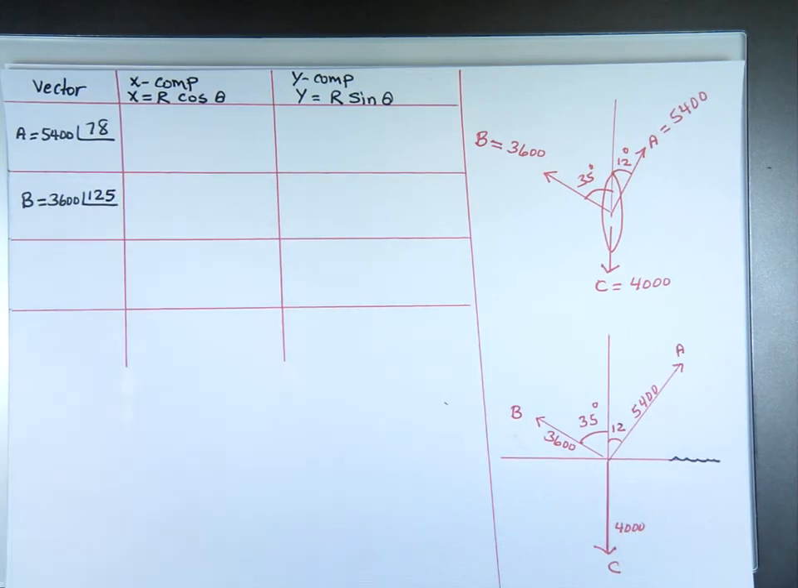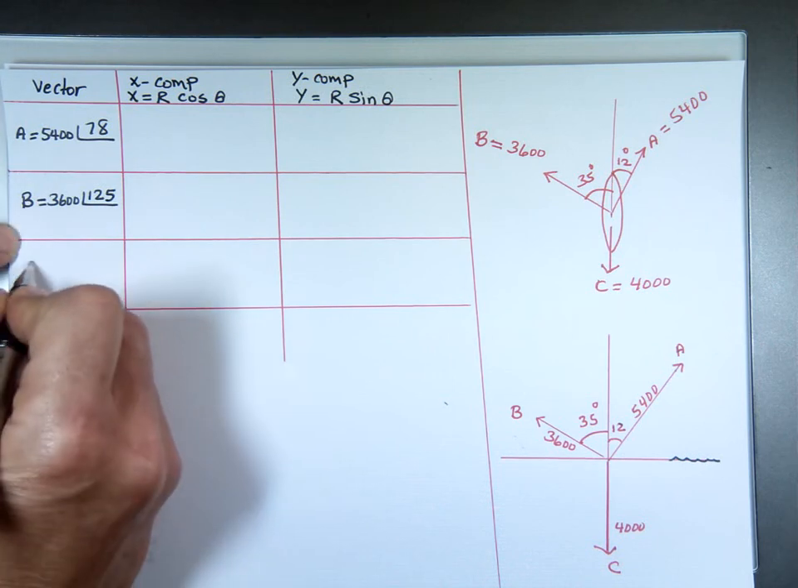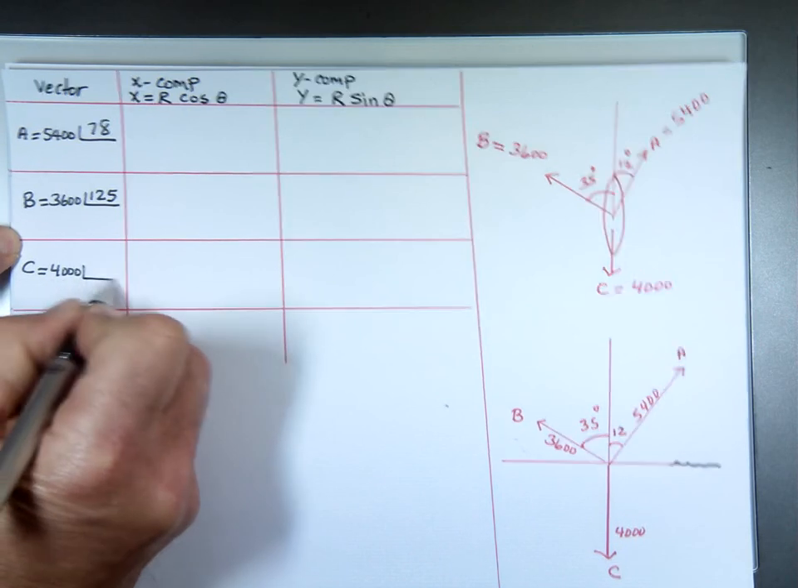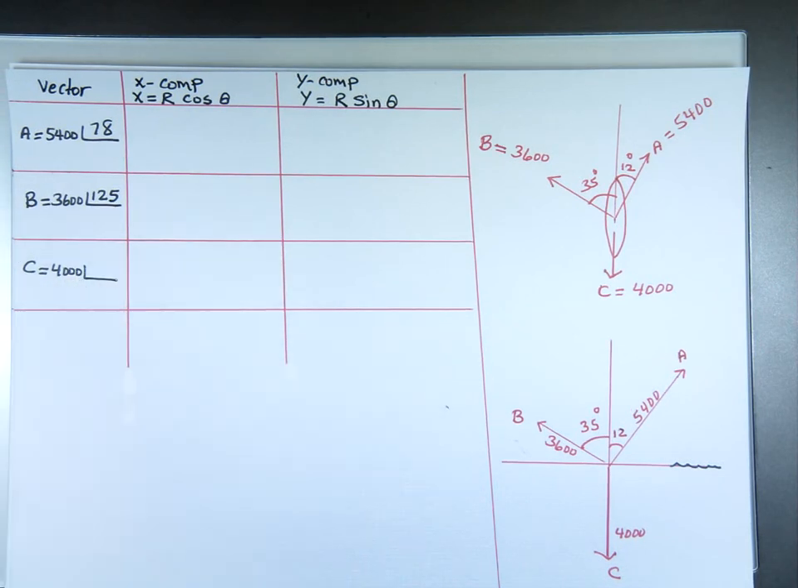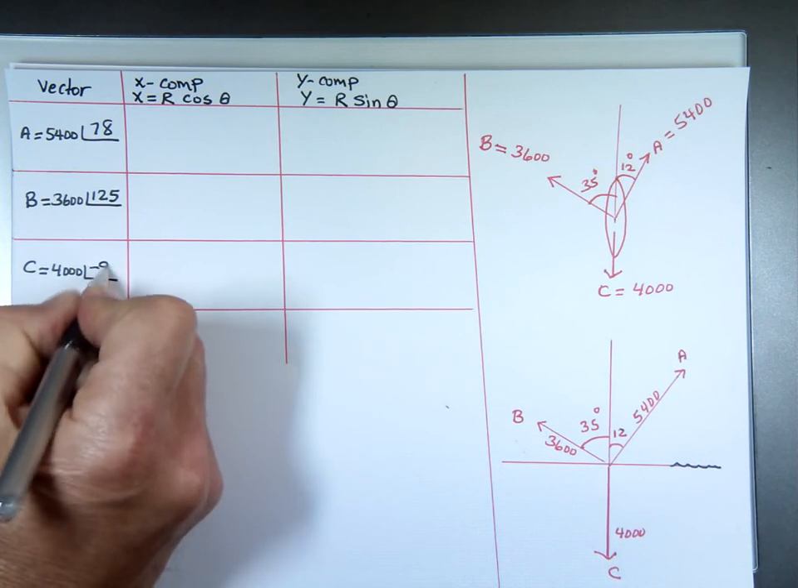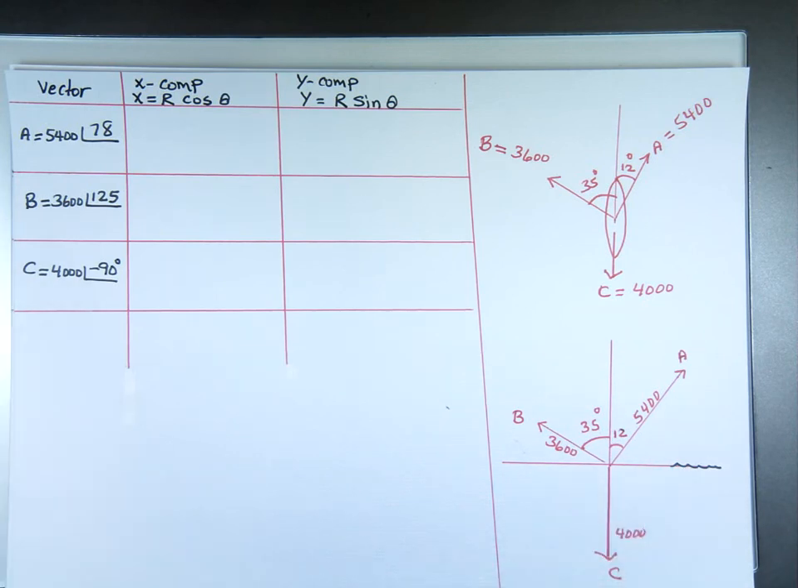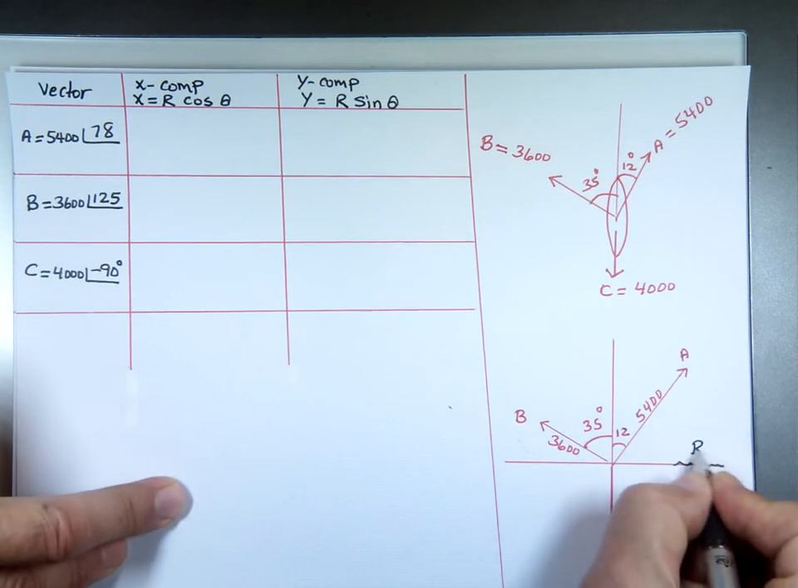And vector C, which is 4,000, and what's the angle? Negative 90, or plus 270, either way. You can measure it this way, that's plus 270. You can measure it that way, it's negative 90. Again, you always want to measure the angle with respect to this line. That's your reference line.